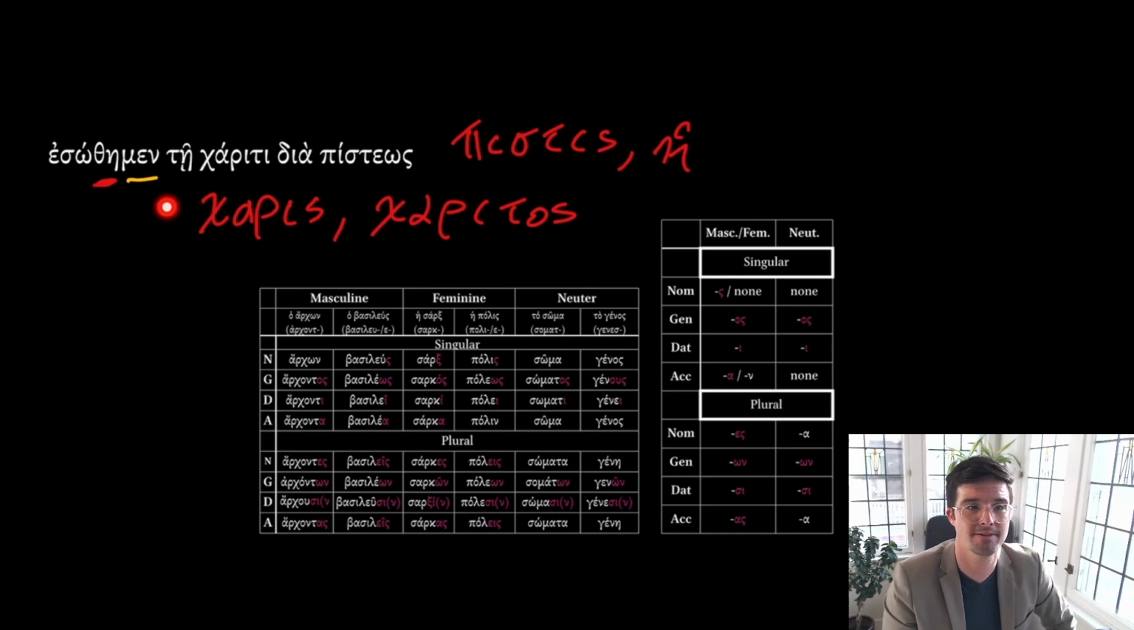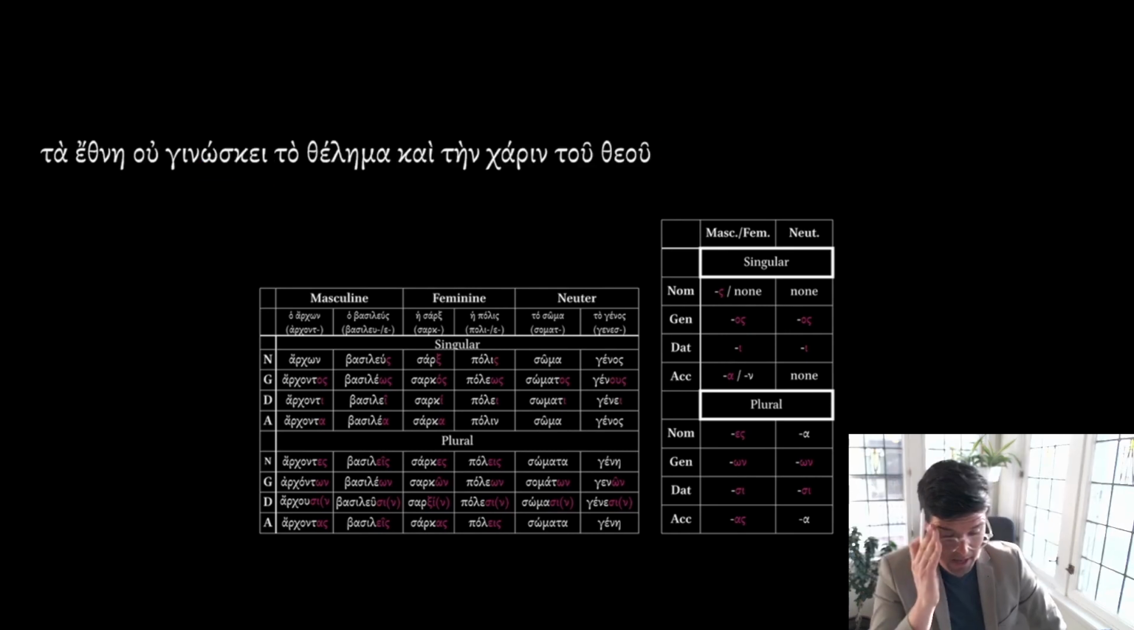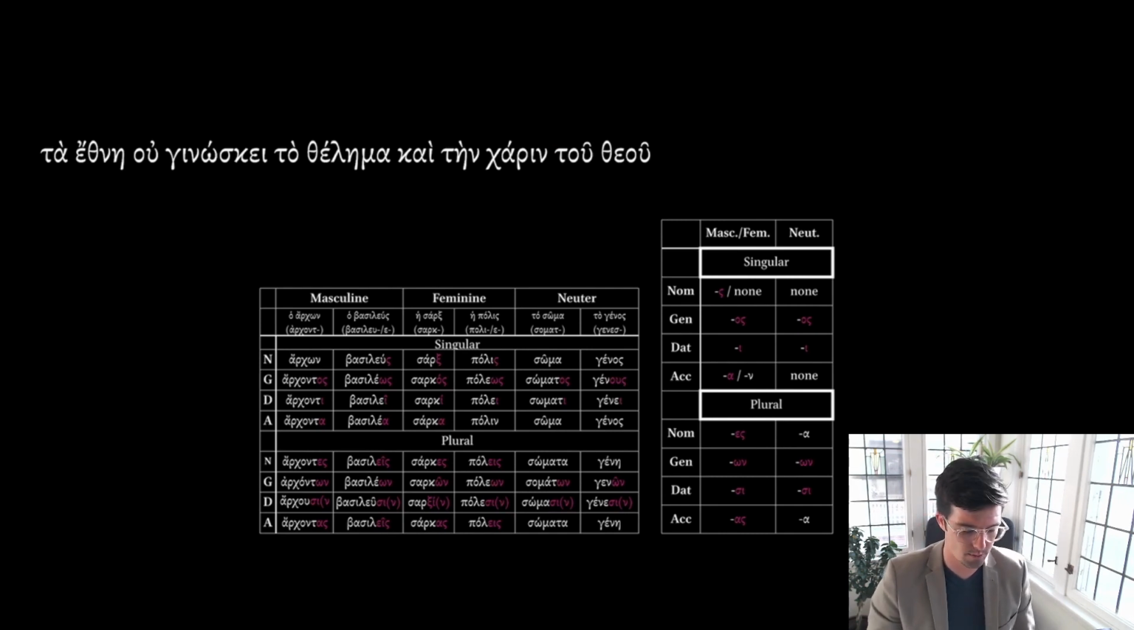So we were saved in grace or by grace, dia pisteos, through faith. So we were saved by grace through faith. And our two third declension nouns are karate and pisteos. And let's do one last example here to close it out. We have ta ethne u genoske ta thelema kai tain karin tu theu.